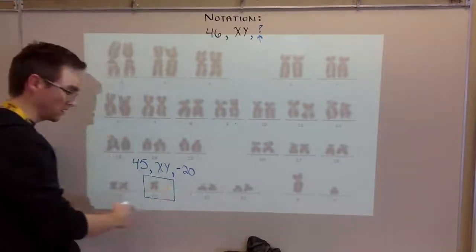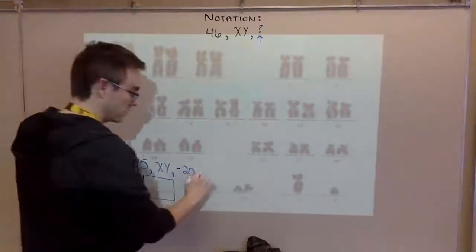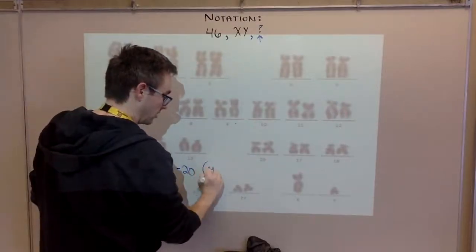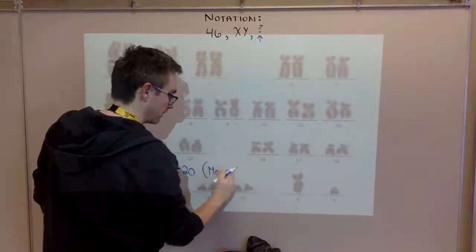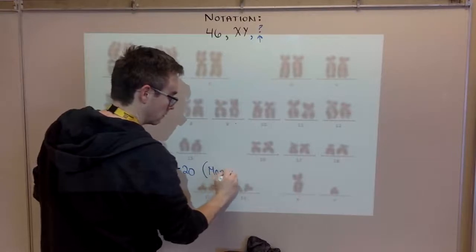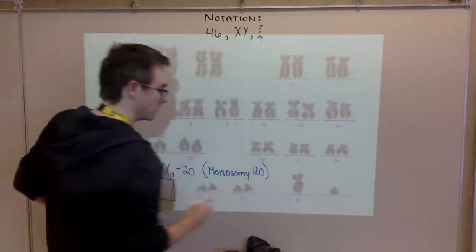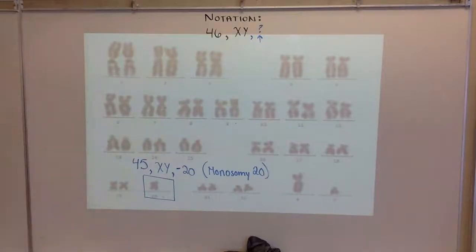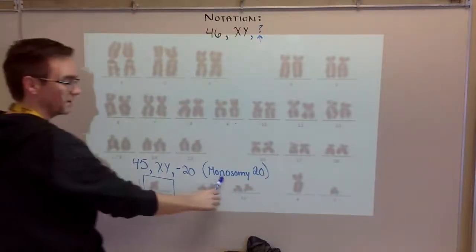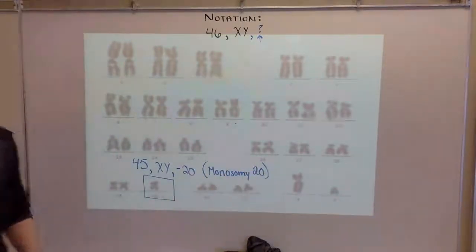This one is also not a trisomy because we only have one. This one would be called a monosomy. Monosomy 20, because a monosomy means 1 of the number 20 chromosome.